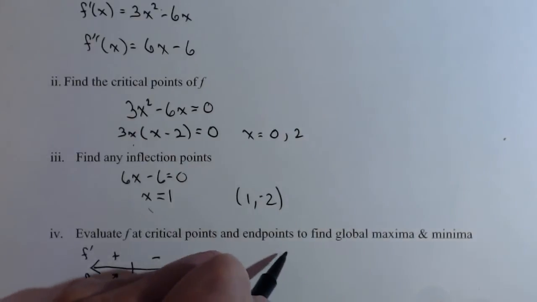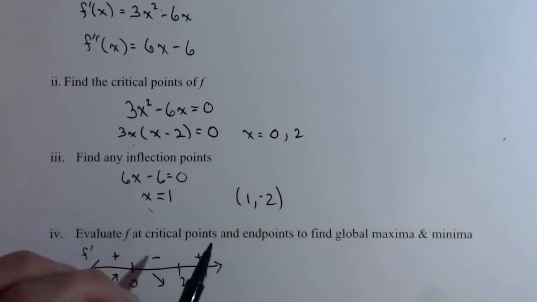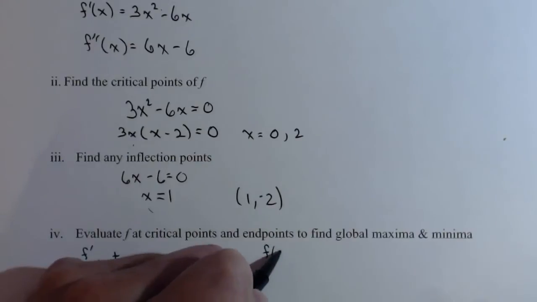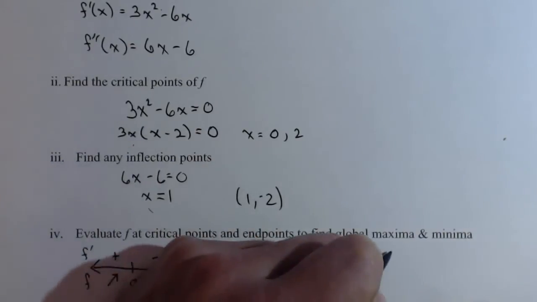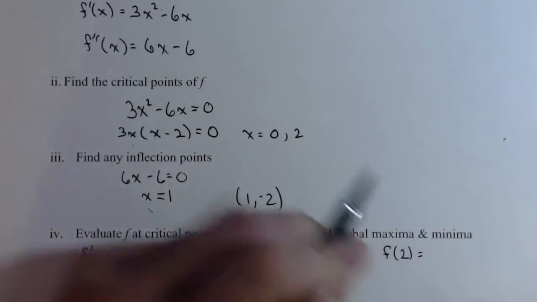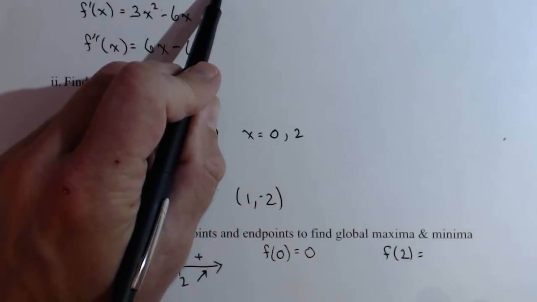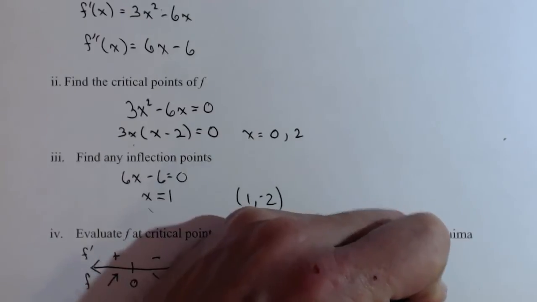And if we wanted to find the global max, or excuse me, let's do the local max first. The local max is at the point f of 0, which equals 0. The local min is at f of 2, which is 8 minus 3 times 4, which is 12. So 8 minus 12, so -4.